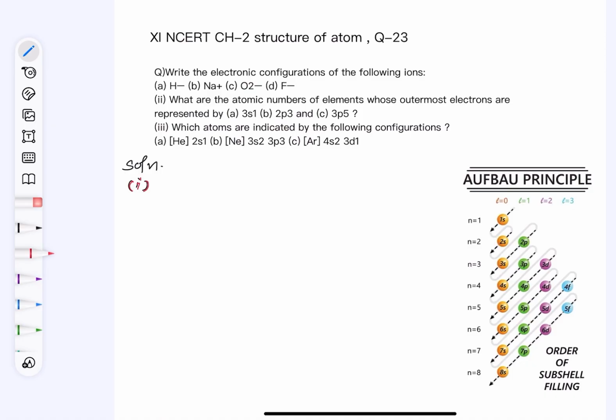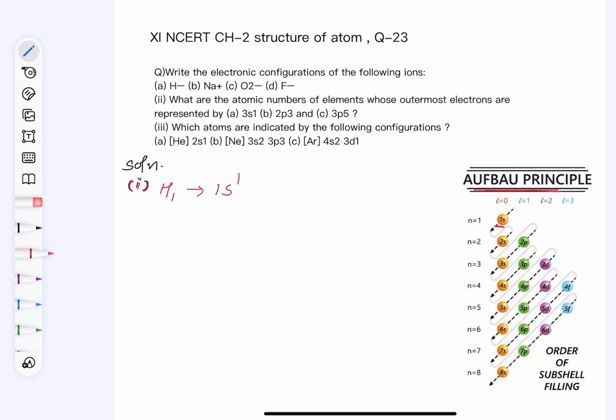Now hydrogen, we know students, has atomic number 1. And how do we write its electronic configuration? We take the help of Aufbau's principle. Here it has only one electron, so we write 1s1. The first electron is filled in the first shell in the s orbital. So the configuration for the hydrogen atom is 1s1, but we are asked for H minus.